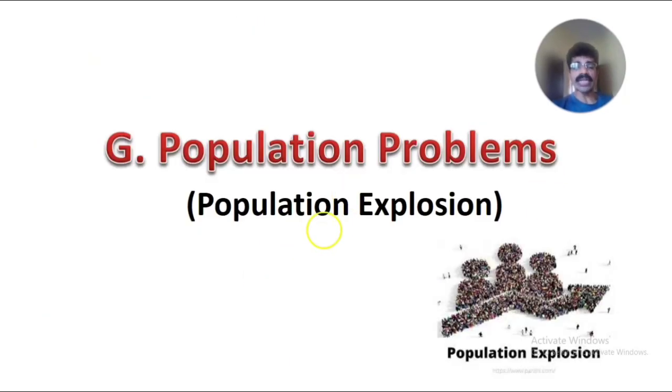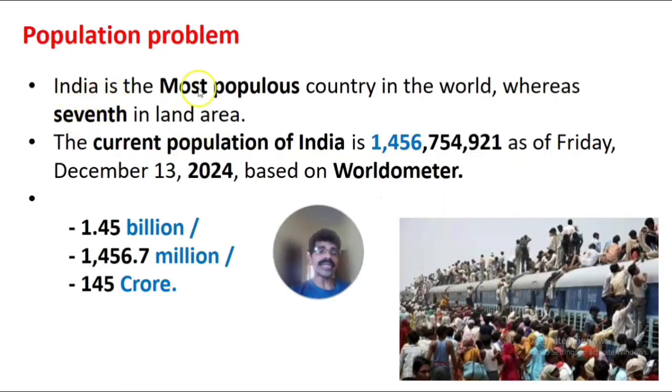Then the seventh classification is population problem or population explosion. As you know, India is the most populous country in the world. Whereas we have only one-seventh of the land area in the world, we are the most populous country. The current population of India today is 145 crore 67 lakh 54,921 as of Friday, December 13, 2024, based on the worldometer.